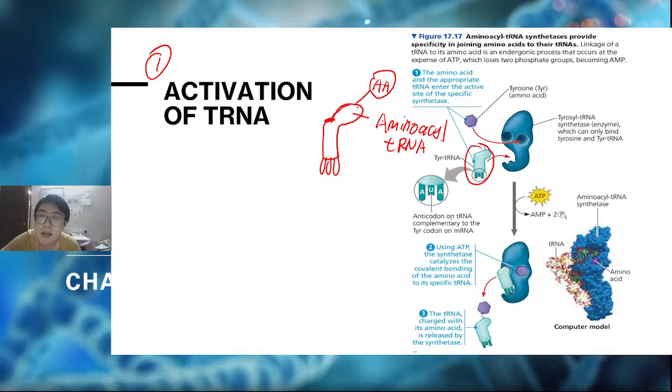So these are the steps. You see this picture? These are the steps. Step 1 is the amino acid and the associated tRNA will enter the active site of the specific synthase.